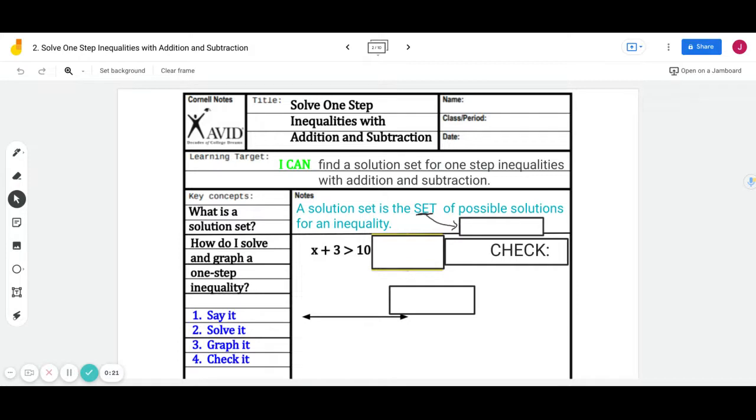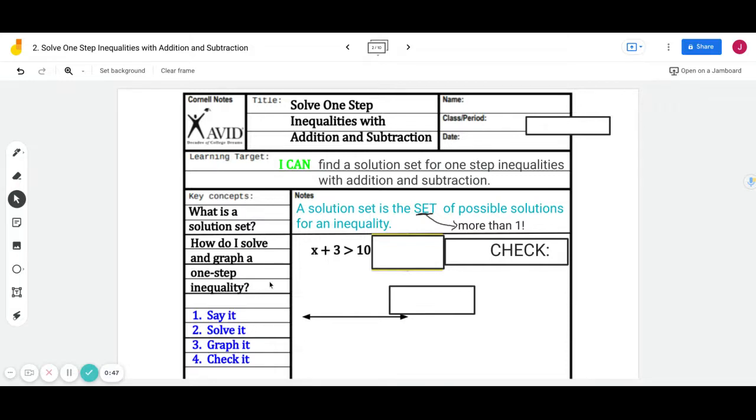All right, so first we're going to define solution set. A solution set is the set of possible solutions for an inequality. And when I say set, you want to underline that word like I did and draw that arrow. When I say set, you know that there's more than one, that there's going to be a range of values that can make the inequality statement true.